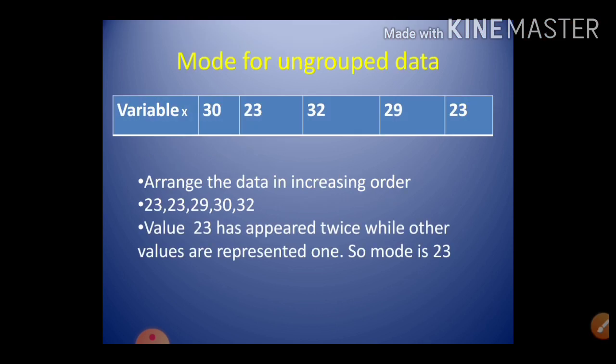So, let us see mode for ungrouped data, or you can say individual data. First, you arrange the data in increasing order. The example is given as 30, 23, 32, 29, 23. So, here 23 has appeared twice while other values appear once. So, mode is 23.